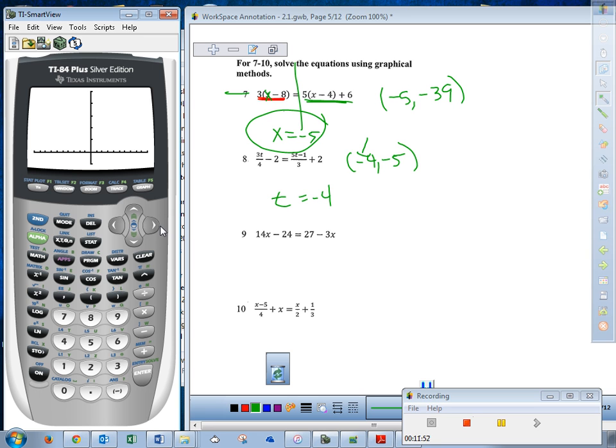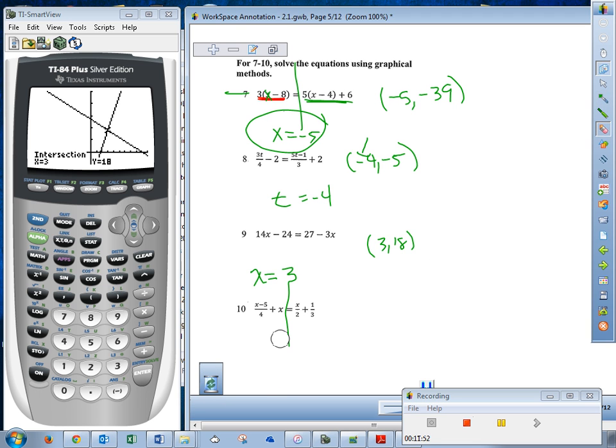Then I calculate it. Second, calculate intersection. First curve, enter. Second curve, enter. Guess, enter. They do that because you could have 3 things graphed. You could have 4 things graphed. It's like, which ones do you really want to find the intersection on? 3, 18. And that means that x equals 3.